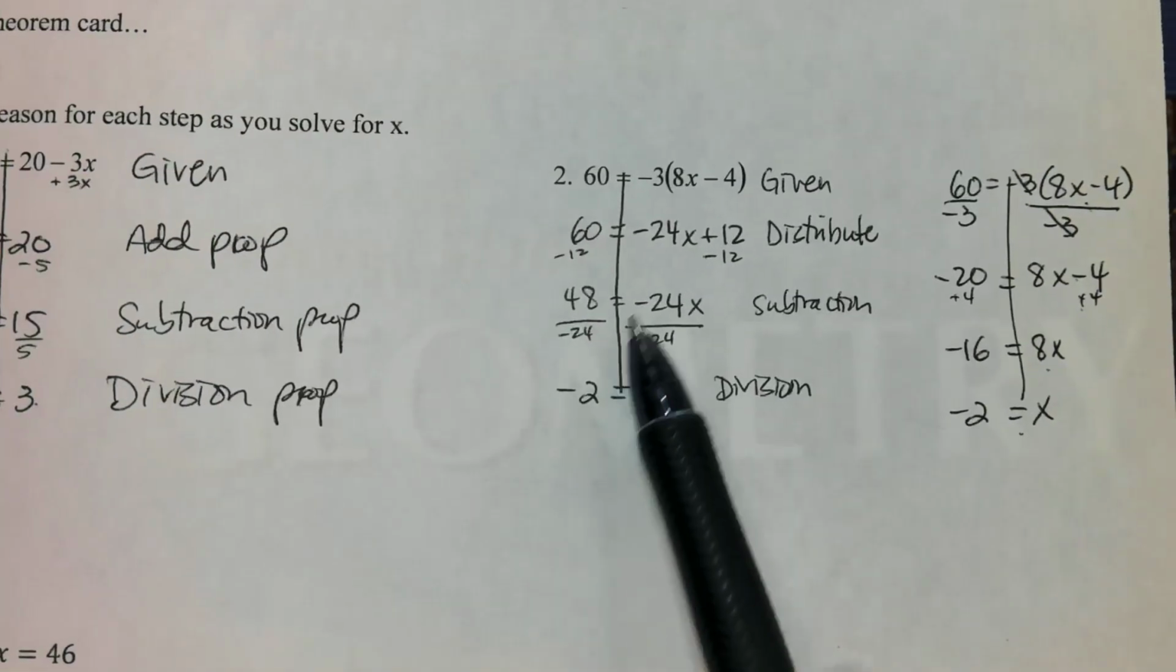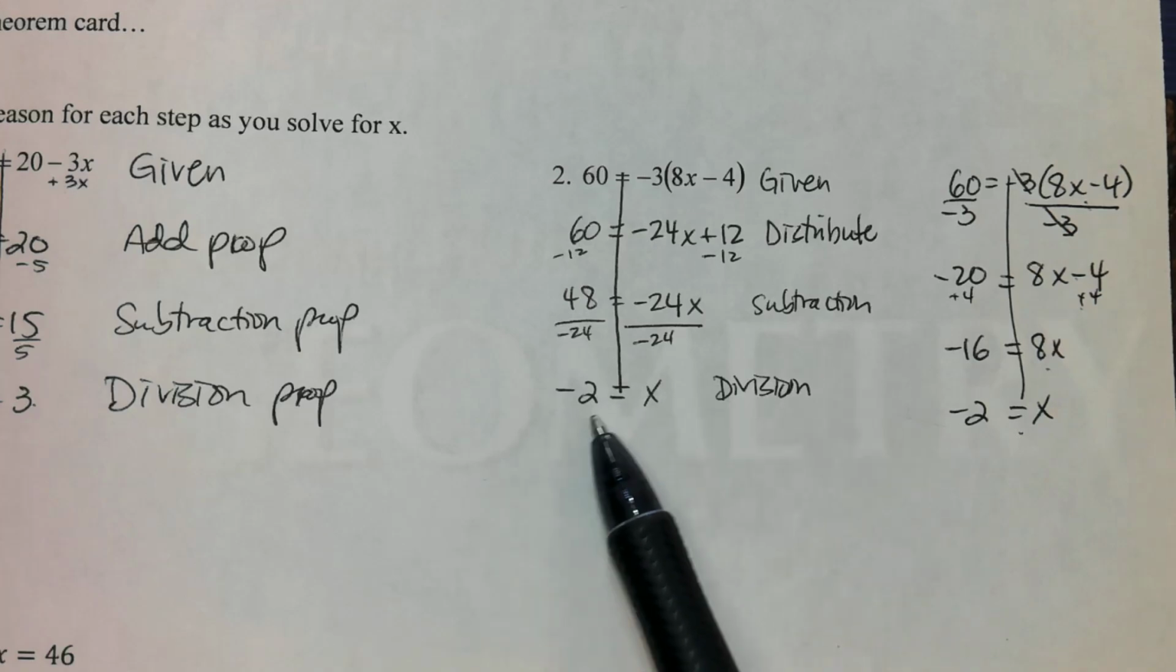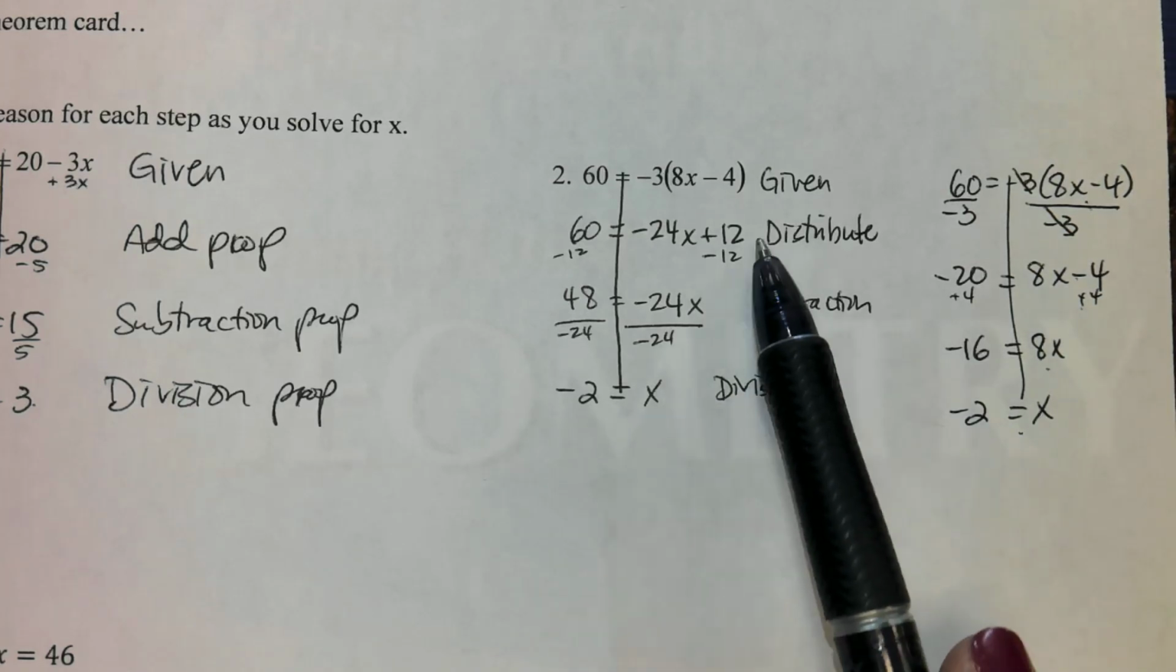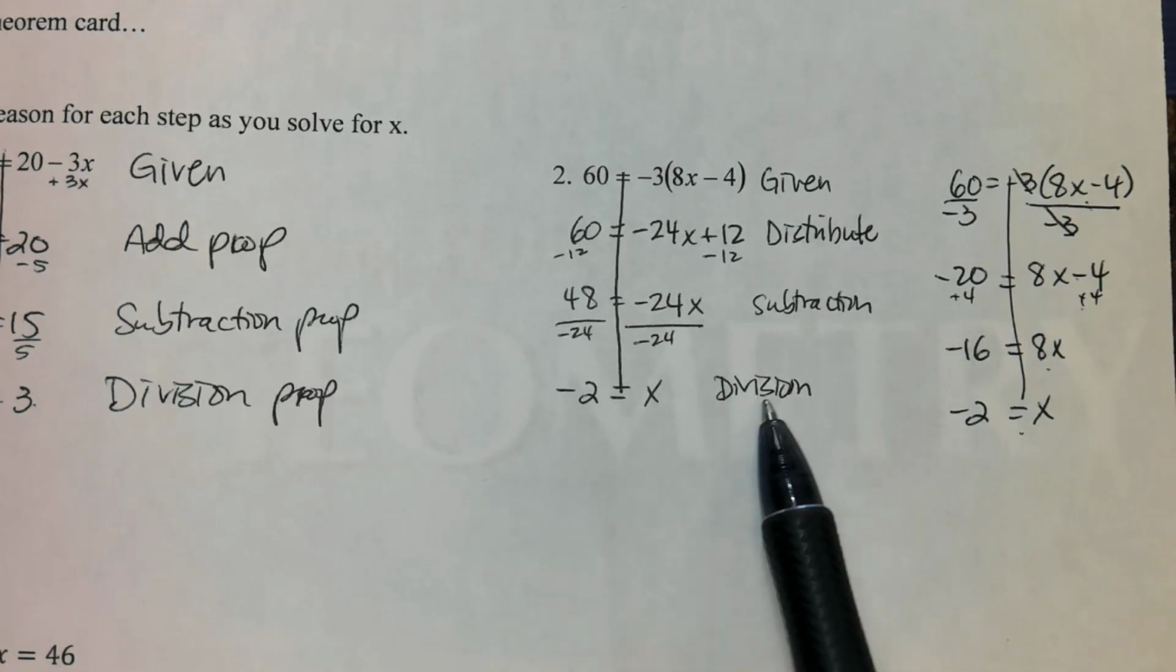So even if you do the problem differently than your neighbor, as long as you guys end up at the same x, you're good to go. Just make sure that you're labeling each step as you go along. One last one to do.